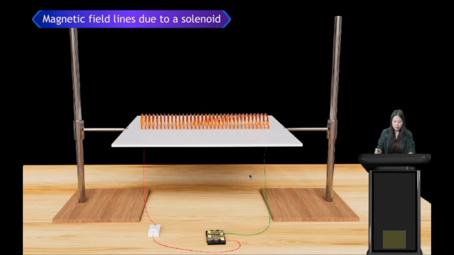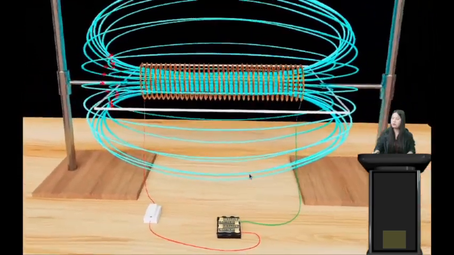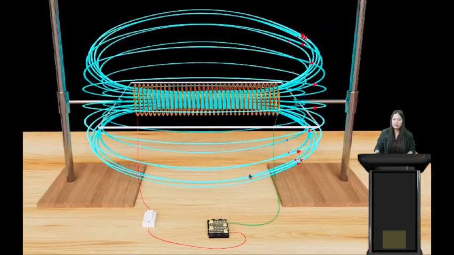Magnetic field lines due to a solenoid. So we have the same setup. Yes students, here positive end is connected at this end, negative end is connected at this end. So let us see the magnetic field lines due to a solenoid. When we turn on the switch, this is what we observe. Here we see the magnetic field lines due to a solenoid. Now remember, positive end is connected at this end, negative end is connected at this end.